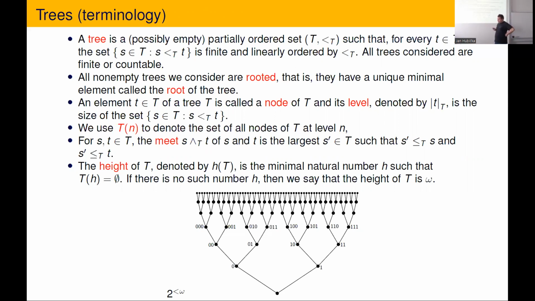You can say that it is rooted if it has a unique minimum element, so all the trees will be rooted. You can call the vertices nodes, and you can say what the level is. The level is the length of the chain which is below the vertex. And you can define this meet operation, which I was using in the Sierpinski coloring. If I have 2 nodes, I'm looking for the latest node which is in those down chains. And then that also lets you define the height of the tree, which is the distance between the bottom and the leaves. So these are the usual binary trees, which in set theory have this funny notation: 2 to the power less than omega.